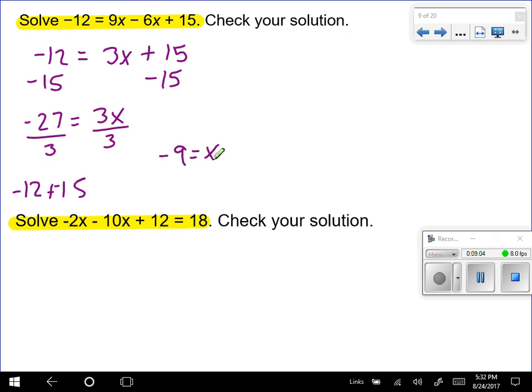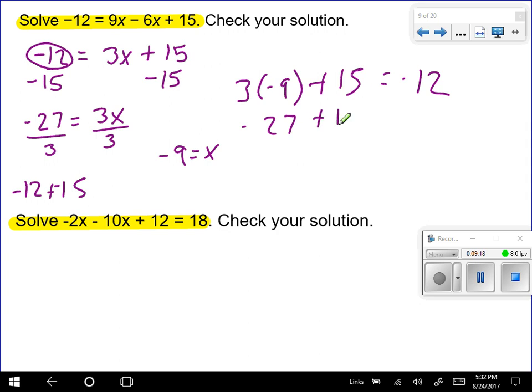If you checked that, you could plug it all back into here, or you can plug it into this one. So 3 times negative 9 plus 15 should give me negative 12. So this is negative 27 plus 15, and in fact, that does give me negative 12. Okay, so go ahead and try this one down here. Make sure you combine your like terms, and then go ahead and solve, show all your work.